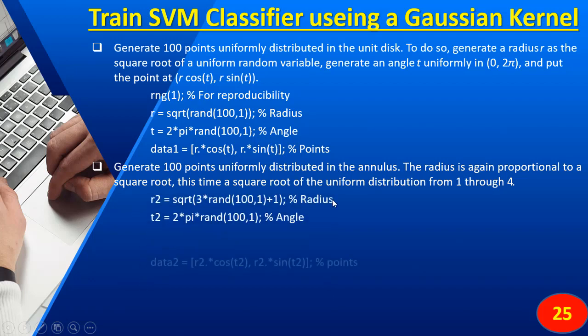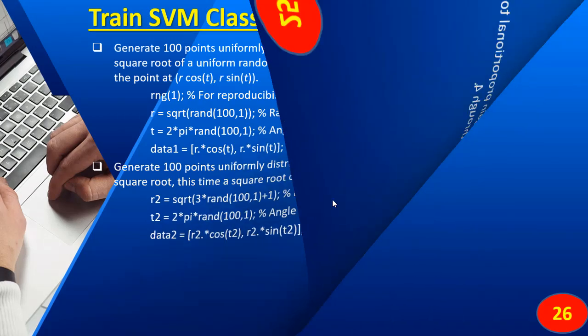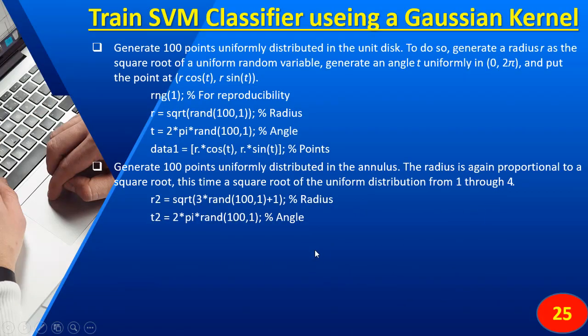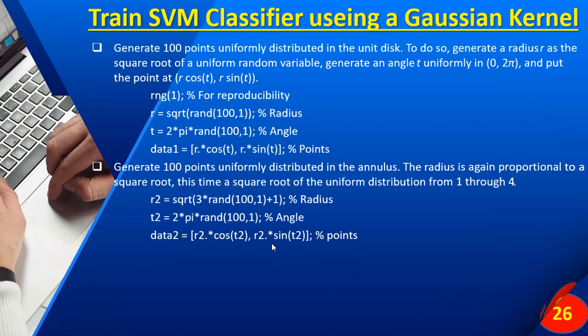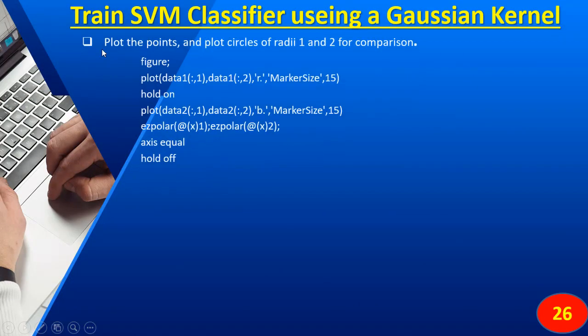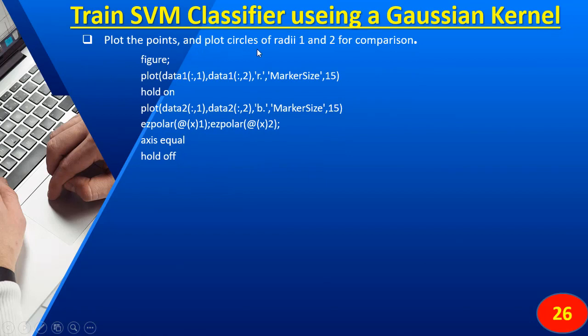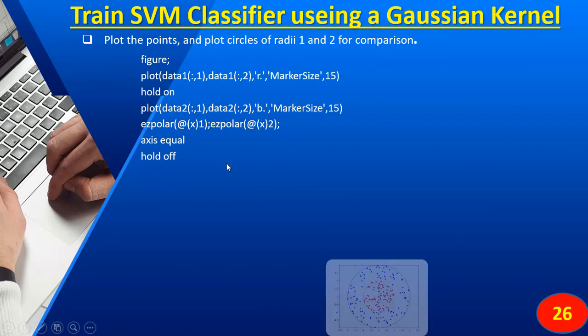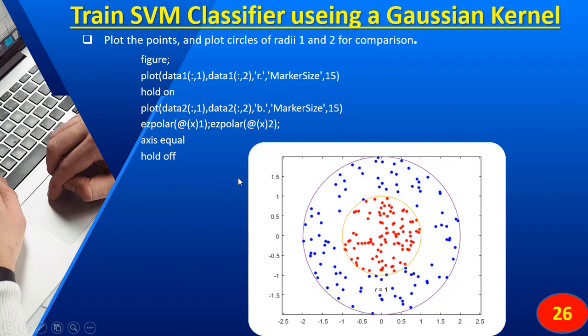The radius is again the square root of a uniform random variable, this time from 1 to 4, like this code. Plot the points and plot circles of radius 1 and 2 for comparison, like this code, and we find this boundary.